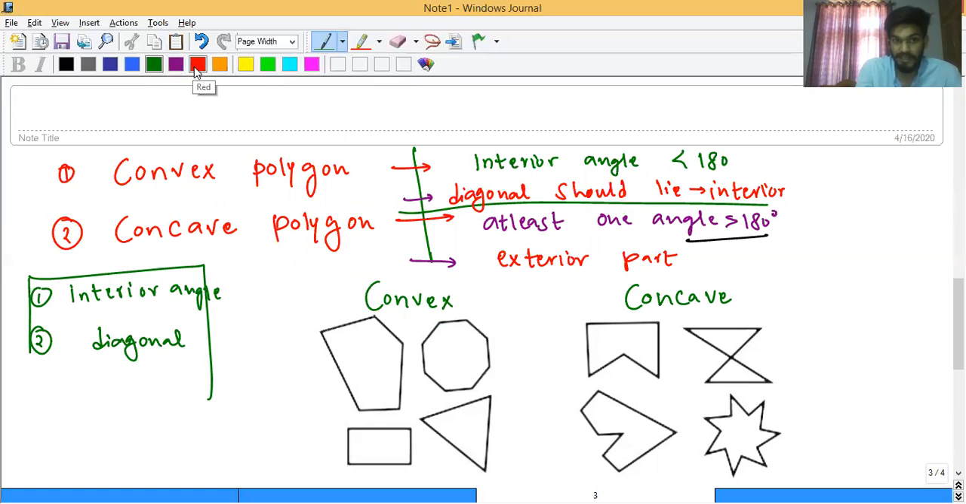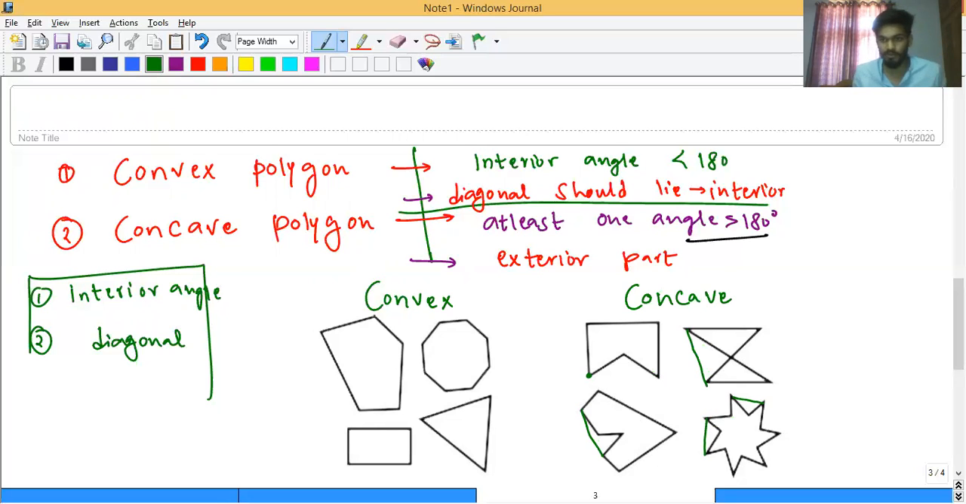Okay, and if at least one diagonal, it doesn't matter that every diagonal should lie outside. If only one diagonal lies outside of the polygon, then it will be known as a concave polygon. Okay, we will see an example. Here, if I draw this vertex and this vertex, the diagonal becomes like that. It is in the exterior part of the polygon. Same with here. See, same here also we can say. There are so many diagonals which lie outside of the polygon. So they all are examples of concave polygon and convex polygon.